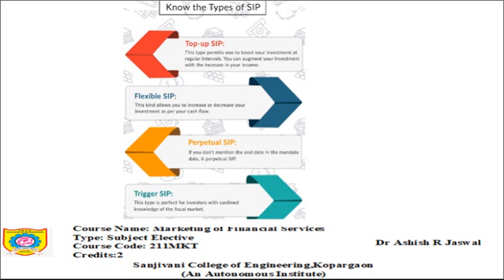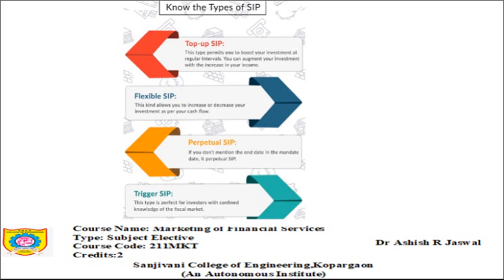The other type of SIP is called flexible SIP. Flexible SIP is the kind that allows the investor to increase or decrease his or her investment as per the cash flow of the investor. For example, if I have 20,000 rupees, I invested 20,000 rupees, I can increase my SIP. But tomorrow, due to certain contingency, I was not able to make an investment of 10,000 or 1,000 rupees, I may make an investment of 5,000. As the name says, flexible. Either I can increase the investment or I can decrease the investment. That is what is called flexible SIP.